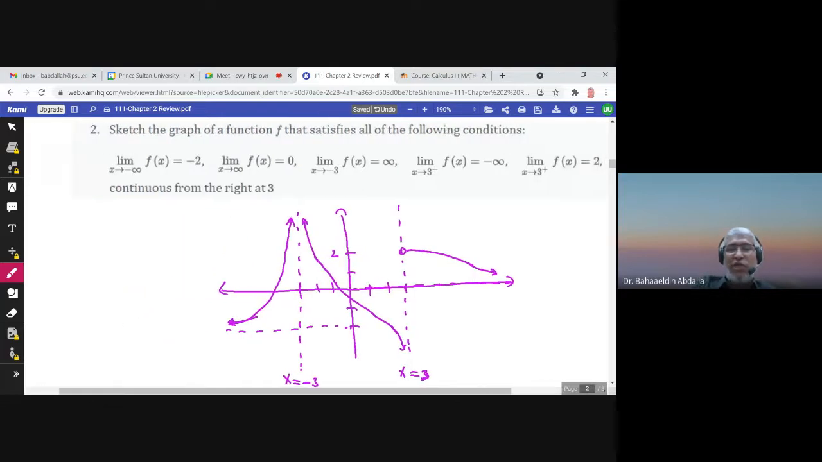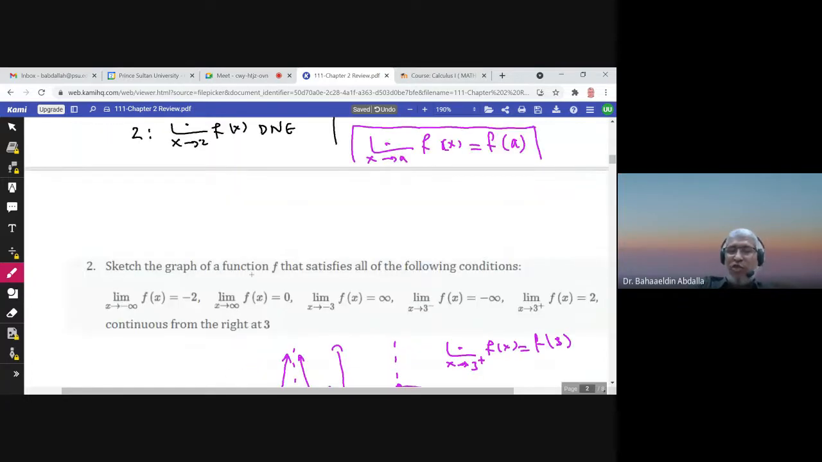And f is continuous from the right at 3. So if f is continuous from the right at 3, this means that this point is closed. So the limit of f of x when x approaches 3 from the right would be equal to f of 3, which in this case is 2. So this is a graph of a function that satisfies all of these conditions.